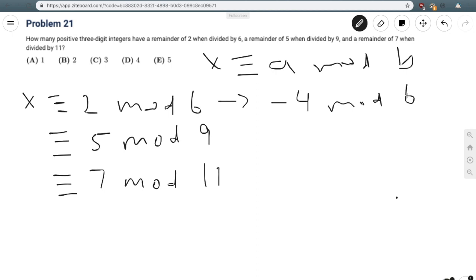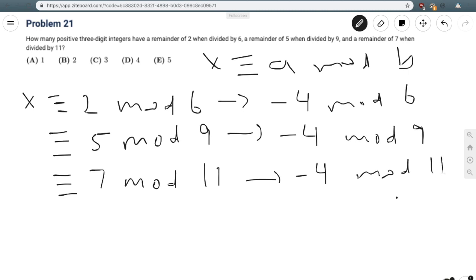The same pattern applies for all of these here. If x is congruent to 5 mod 9, it's also congruent to negative 4 mod 9. And this also goes to negative 4 mod 11. Now this is where the crux of the problem lies. I see all these negative 4s are the same in each of these three congruences.